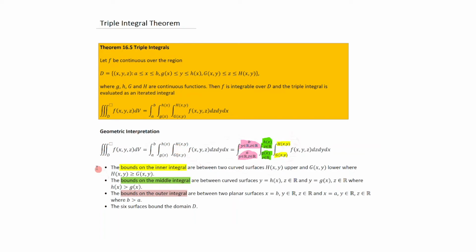So this is just a summary then of the different points we just discussed. What are the bounds of the inner integral? What do they look like? What are the bounds on the middle integral? What do they look like? What are the bounds on the outer integral? What do they look like? And we realize that there are 6 surfaces that bound the domain. Just a reminder that when you set up a problem, you've got to make sure that this function is smaller than this one, less than. Same here. This is the lower, this is the upper. This is the lower, this is the upper.